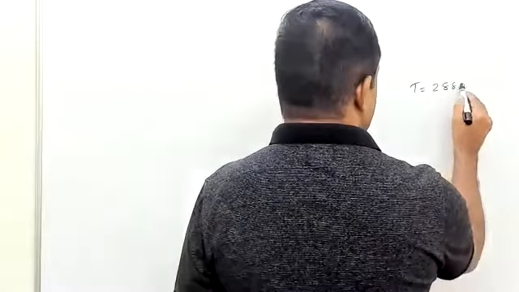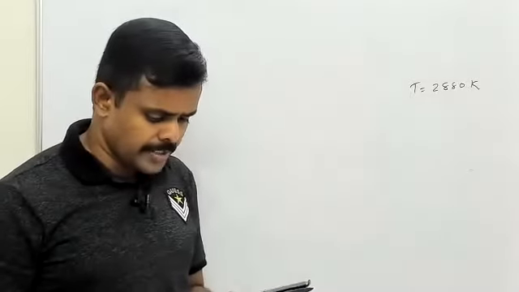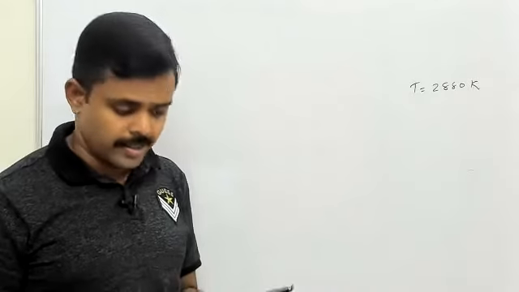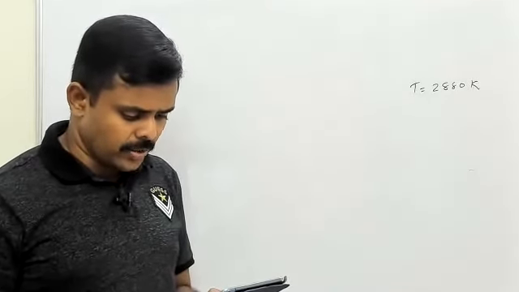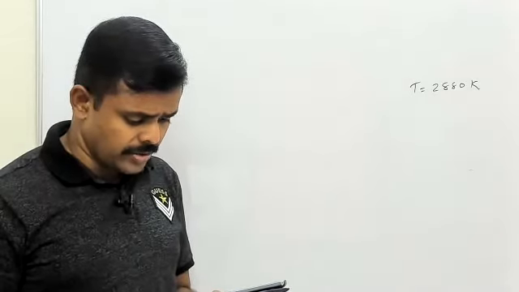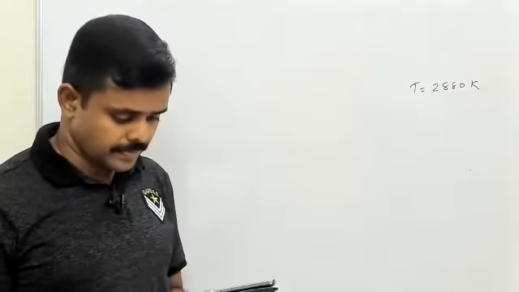Question number 14 is a previous IIT question. A black body is at a temperature of 2880 Kelvin. The energy radiation emitted by this object with the wavelength between 499 and 500 is U1, between 999 and 1000 is U2, and between 1499 and 1500 is U3.